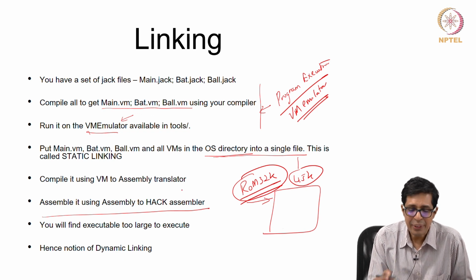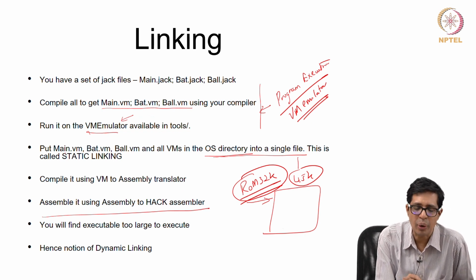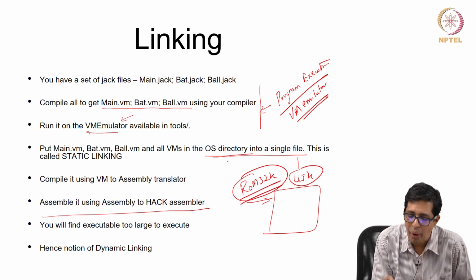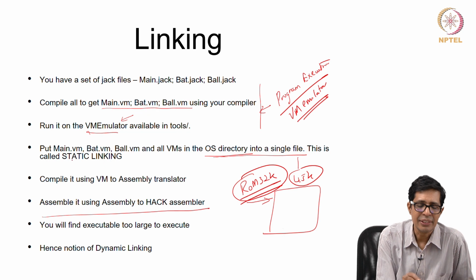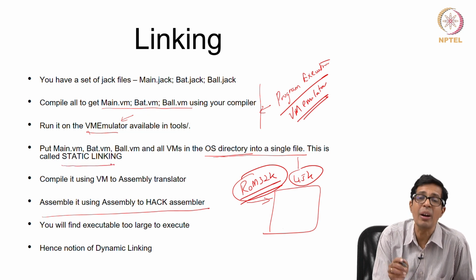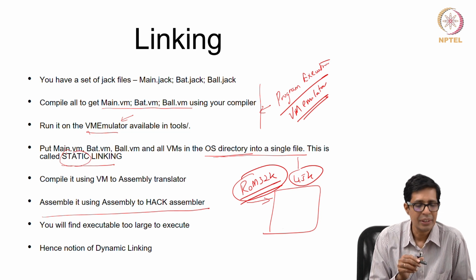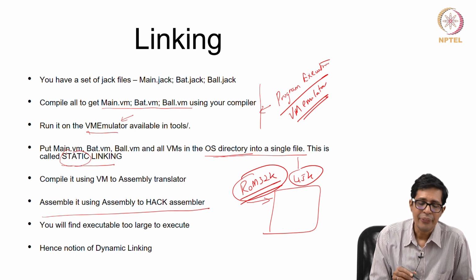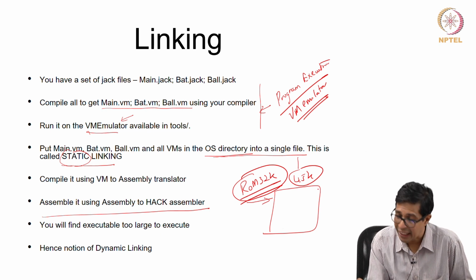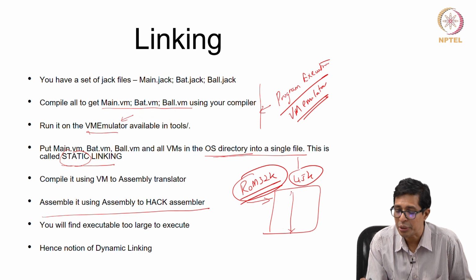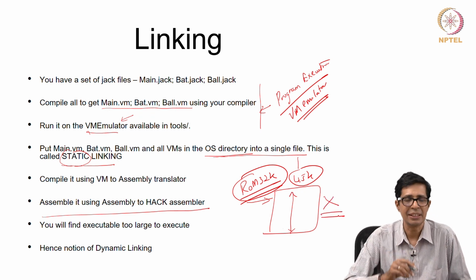So now what I have done, at the time of compilation itself, I have put all the main, bat, ball and all the VMs in the OS directory together as a single file. This is done at the time of compilation, not at the time of execution. That is why this is called static linking, right. Now by doing this static linking, what did we land up with? We have landed up with an executable that will not fit into our hack machine.